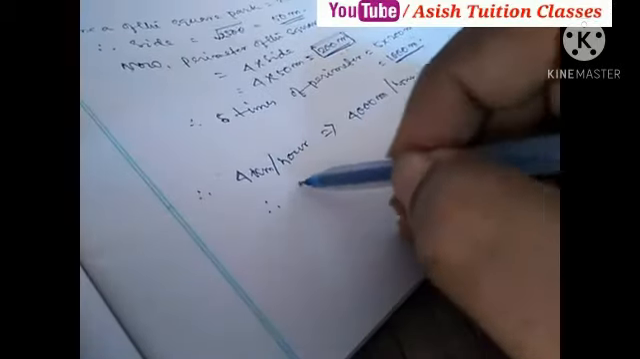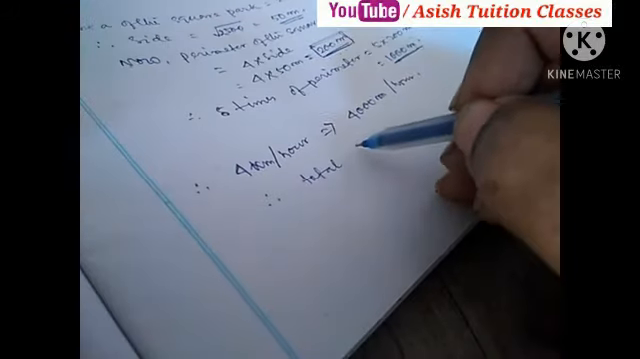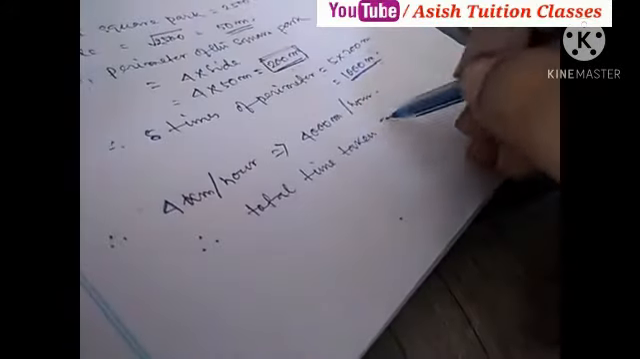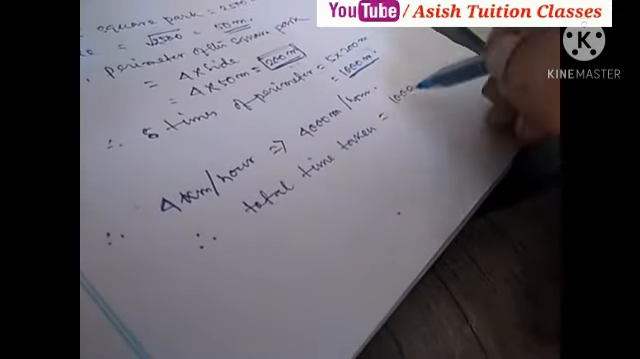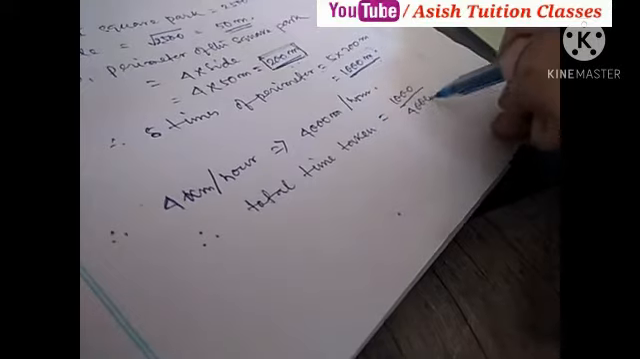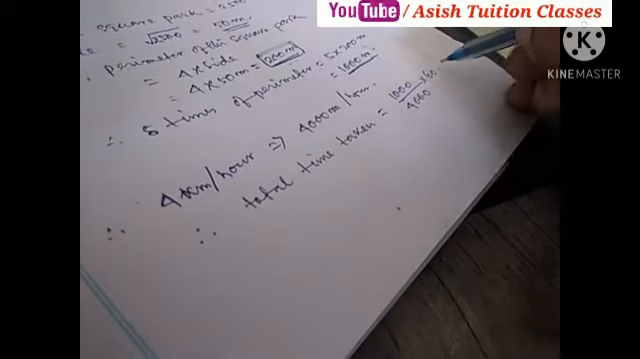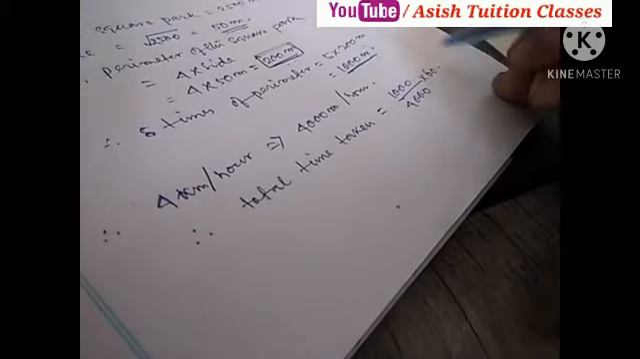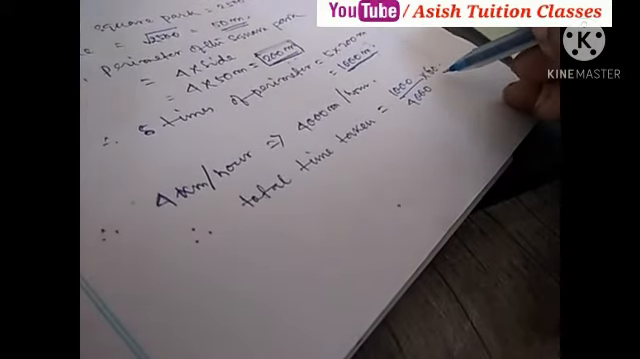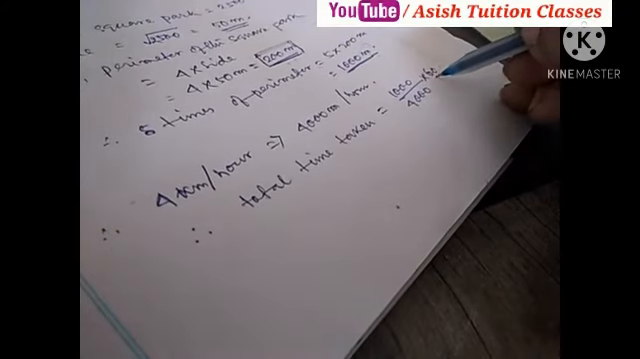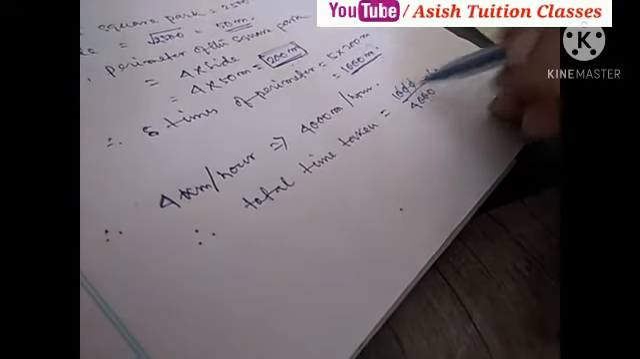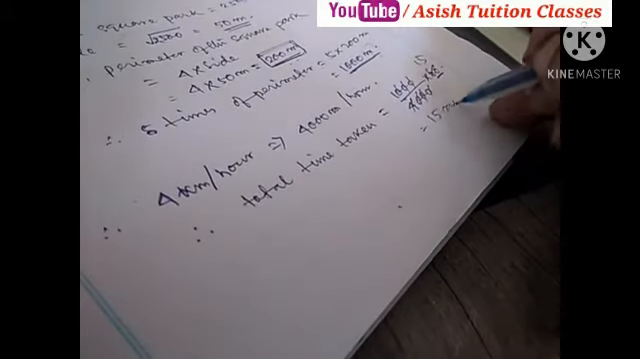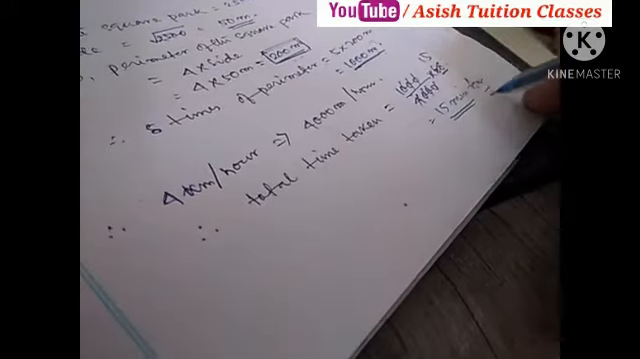Therefore, total time taken will be equal to 1000 meter divided by 4000 into 60. We have to convert hour into minutes. For this reason we have to multiply by 60, therefore 15 minutes. Answer will be 15 minutes.